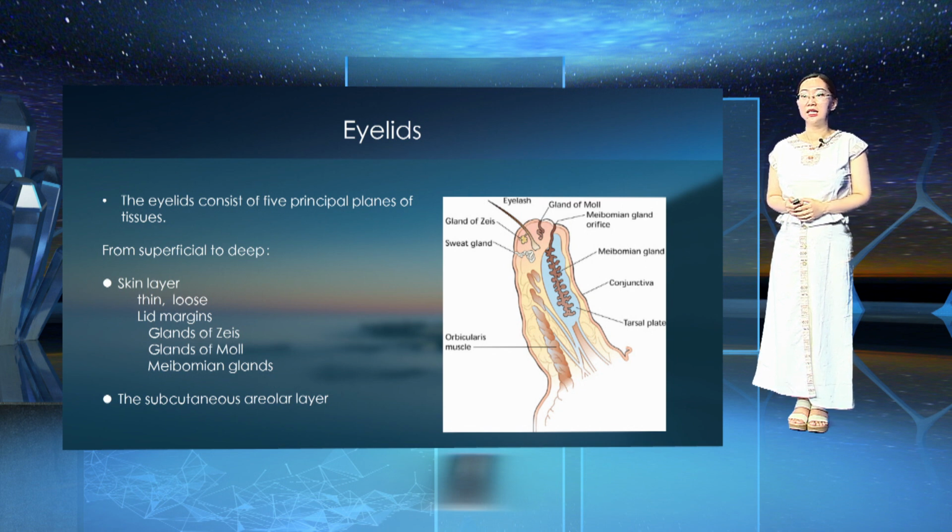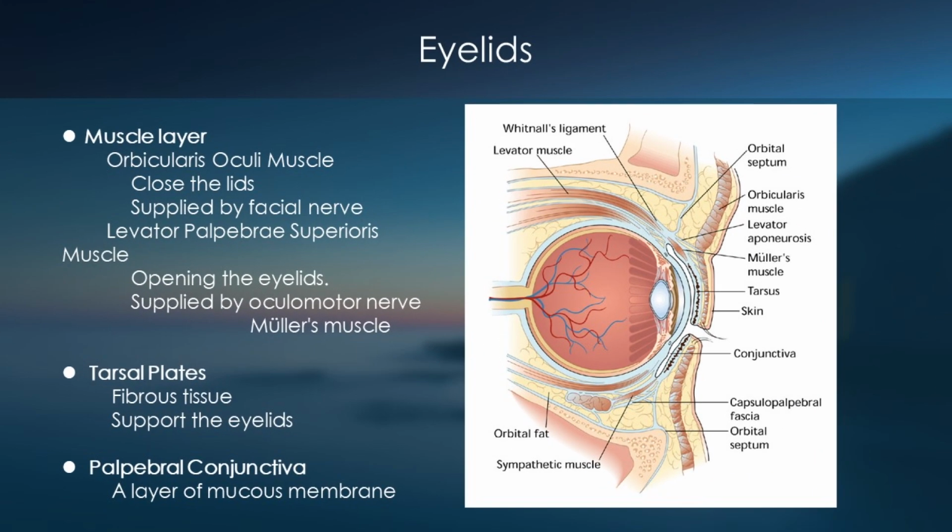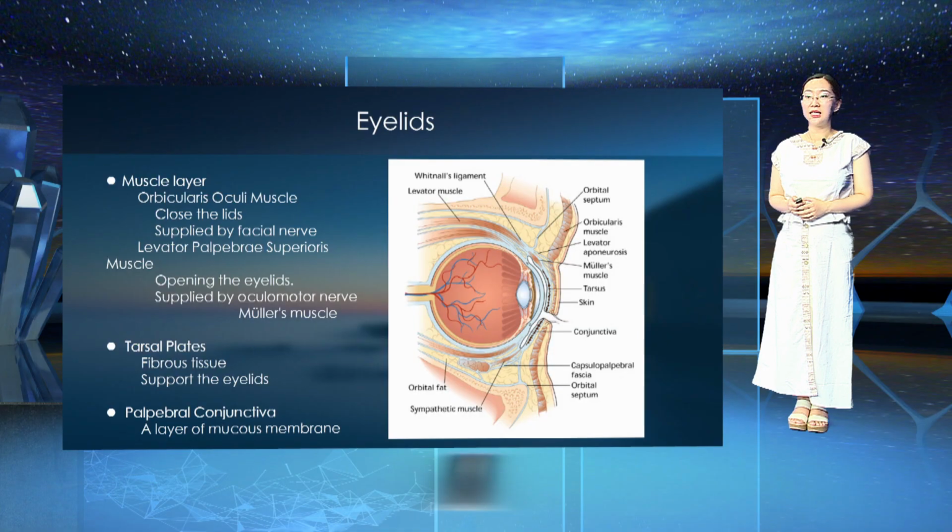The muscle layer includes the orbicularis oculi muscle, levator palpebrae superioris muscle, and Mueller's muscle. The function of the orbicularis oculi muscle is to close the lids. It's supplied by the facial nerve. Levator palpebrae superioris muscle is responsible for opening the eyelids. The levator is supplied by the superior branch of the oculomotor nerve.